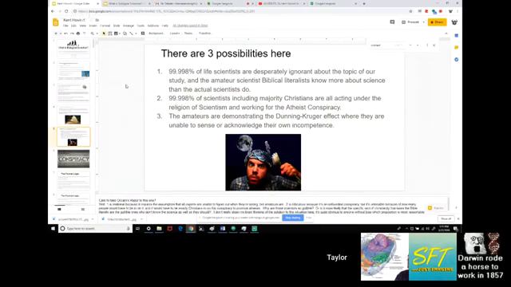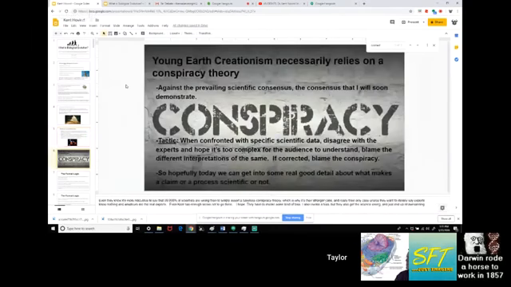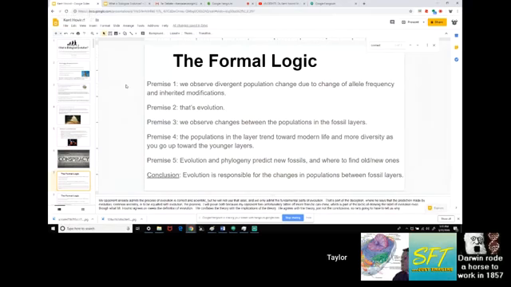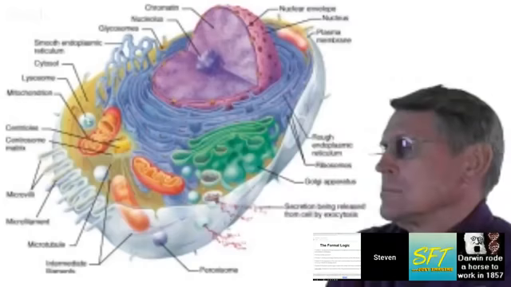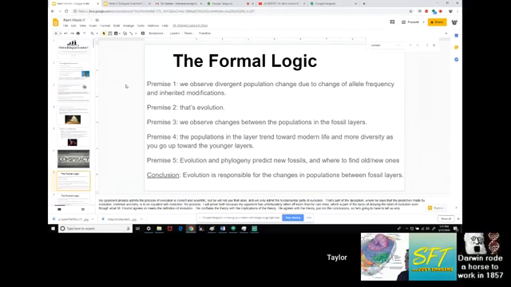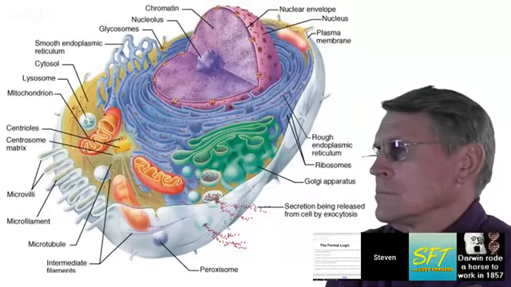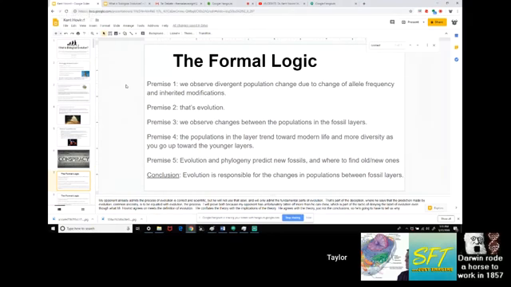But the young earth creationist narrative necessarily relies on a conspiracy theory because they will not admit possibility number 1 or possibility number 2. So we're going to go over the formal logic of evolution, and we'll see if Kent agrees with this at all. Premise 1, we observe divergent population change due to change of allele frequency and inherited modifications. Premise 2, that's evolution. Premise 3, we observe changes between populations in the fossil layers. Premise 4, populations in the layers trend toward modern life and more diversity as you go up towards the younger layers. Premise 5, evolution and phylogeny predict new fossils and where to find new and old ones. Conclusion, evolution is responsible for the changes in populations between fossil layers. So a possible conversation topic we could have is Kent could point out where in those premises or conclusion he disagrees.